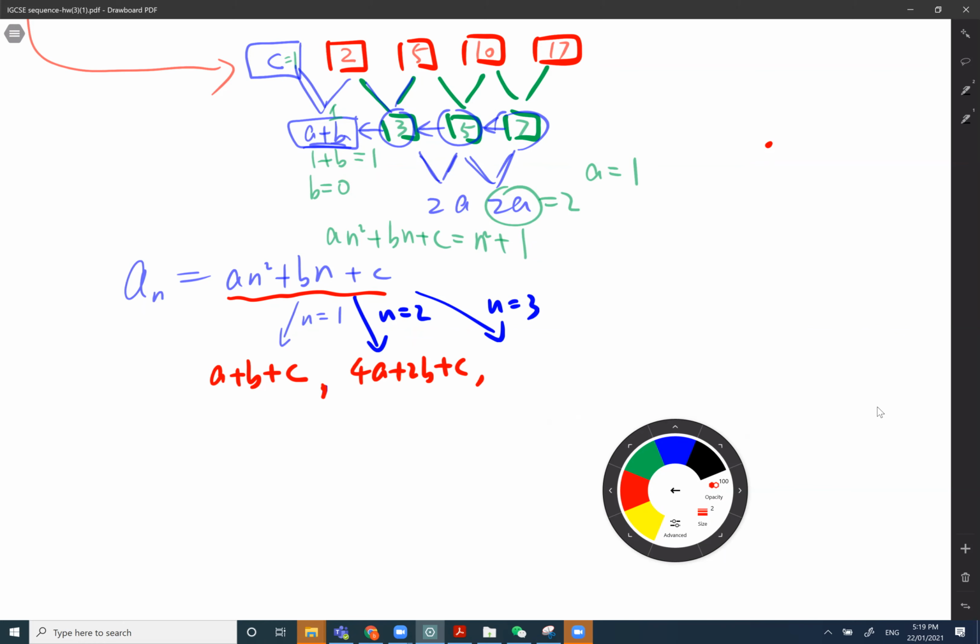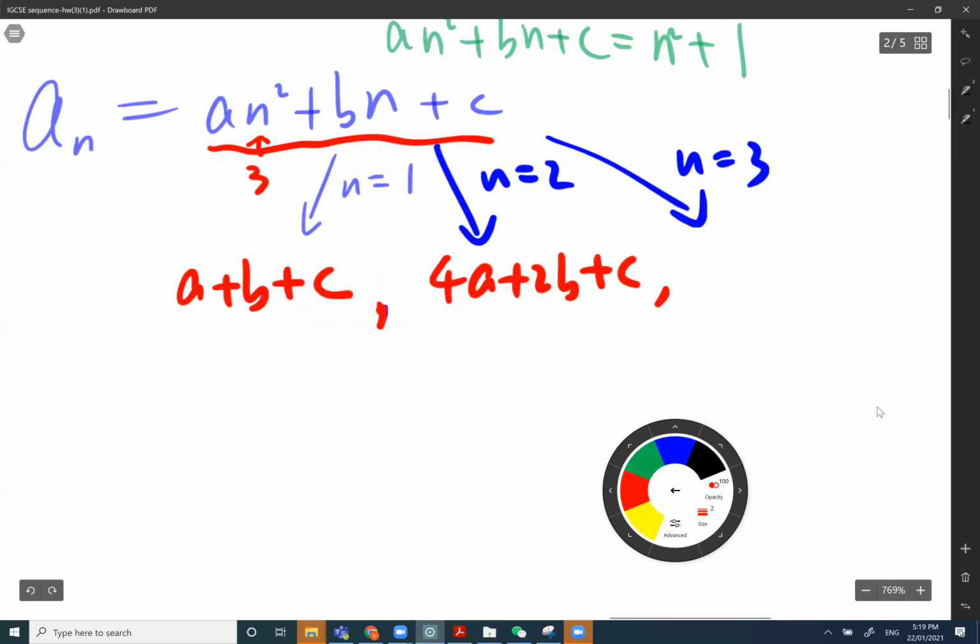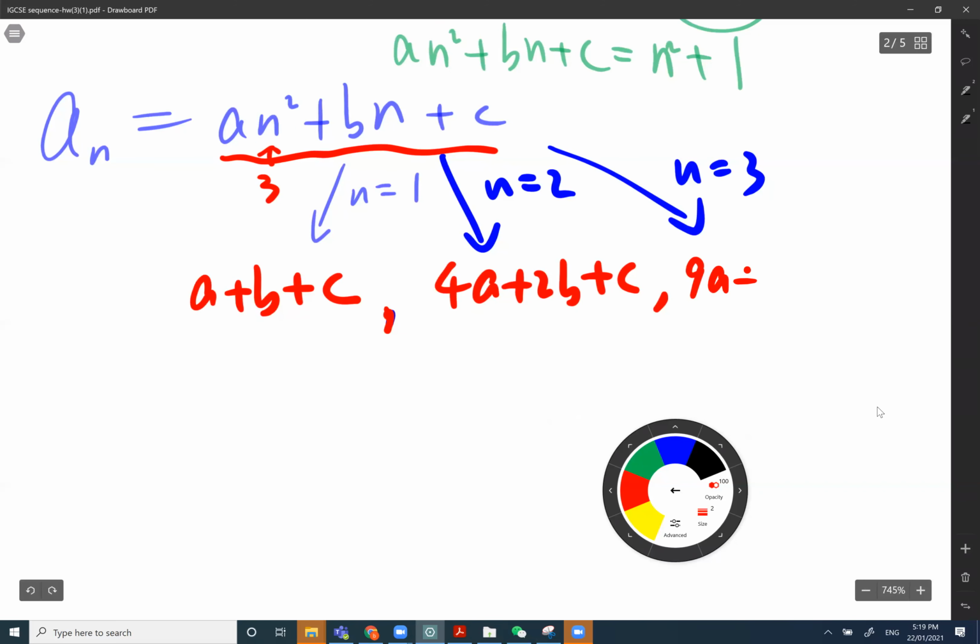If n equals 3, what's n squared? 9. Yes, 9a plus 3b. That's b, not 6. Plus c. So that's the first 3 terms.